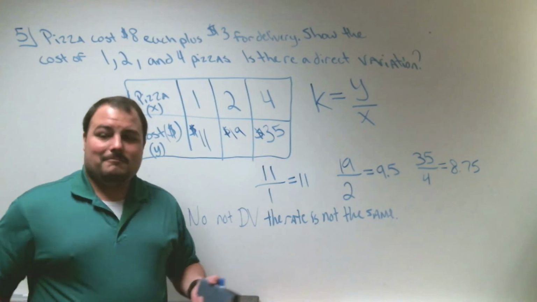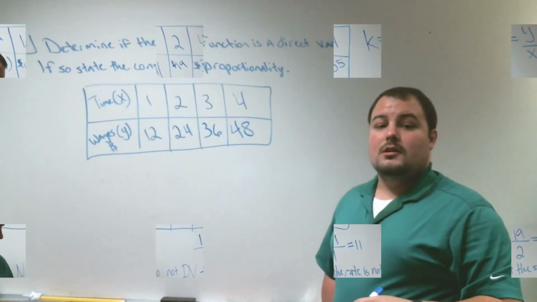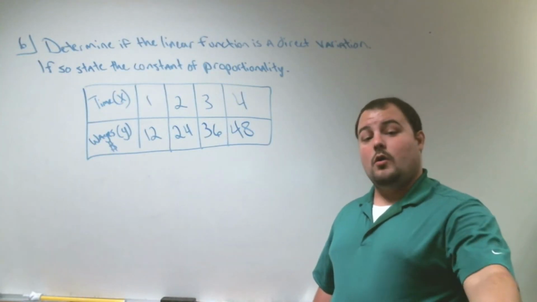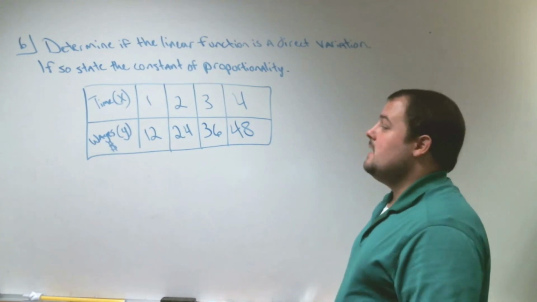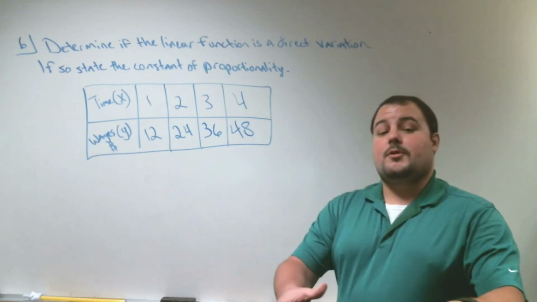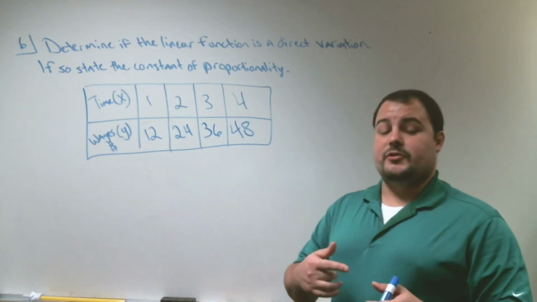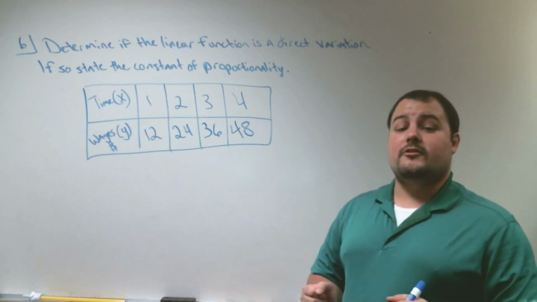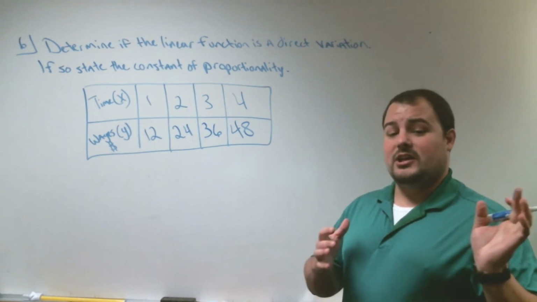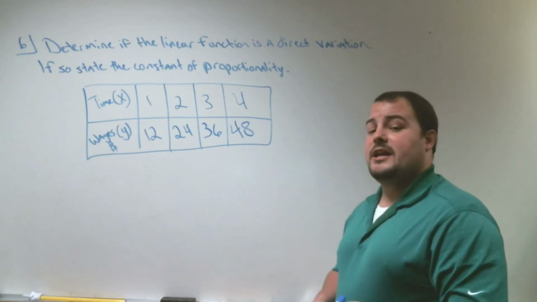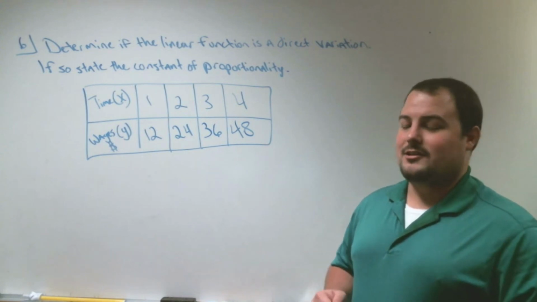Let's do one more, and I think for the most part, we're done. All right, for our very final example, Example 6. What we're going to do is determine if this is a direct variation by looking again at a table. So again, the first two questions we looked at graphs, the second two questions we looked at equations, and now we're looking at tables. Let's do this kind of like we did the last one.